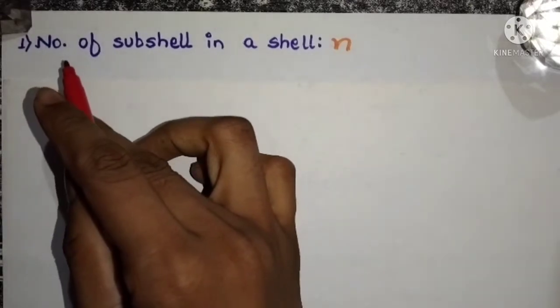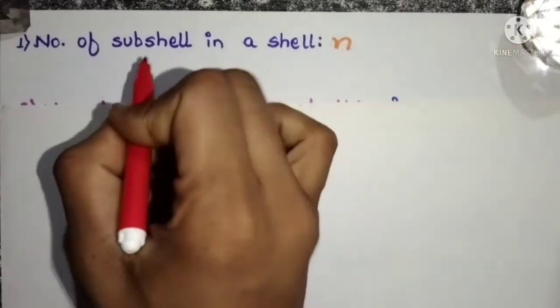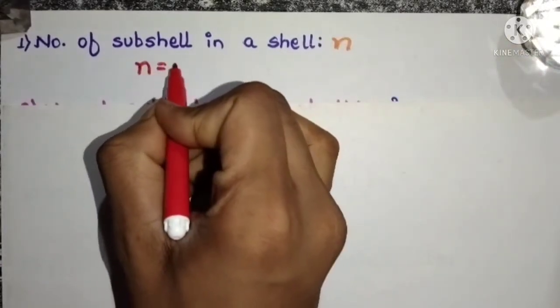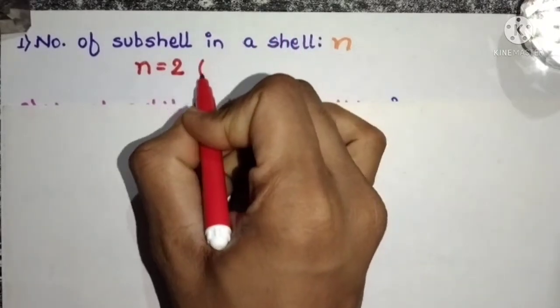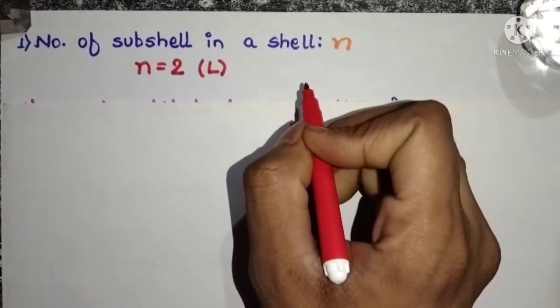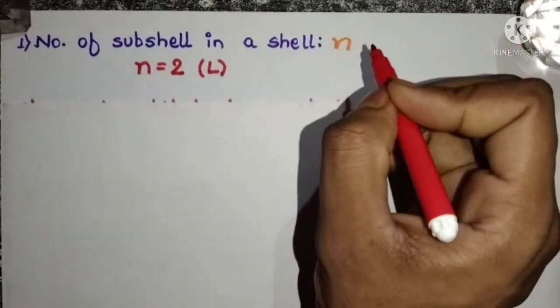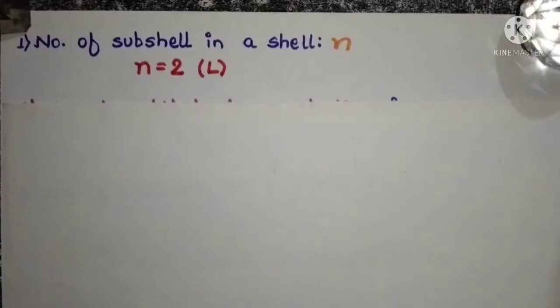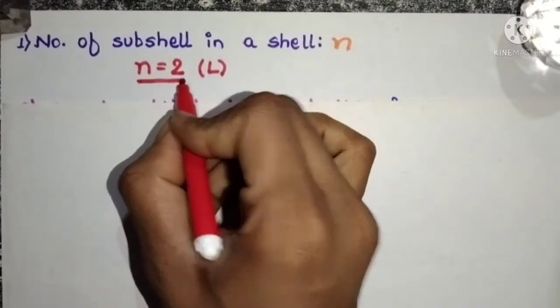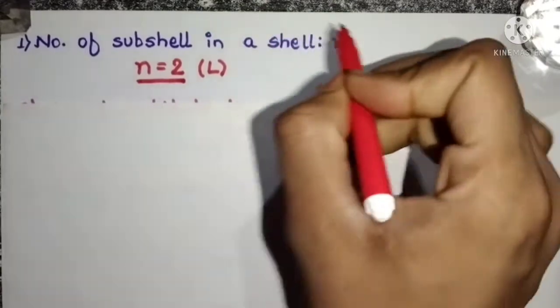So the first one is the number of subcells in a cell. For example, you are given a cell and the cell has n equals 2, that is, the L cell. If you have to calculate the number of subcells in that cell, what is the formula? Whenever you are given a cell, you know the n value of that cell. So without any confusion, the number of subcells in that cell is equal to n.